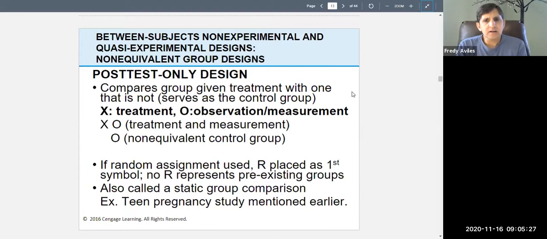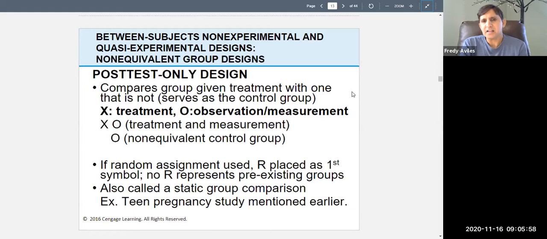Other examples here, there's also what's called a post-test only design. I told you guys, there's gonna be a lot of terminology. With a post-test only design, you're gonna compare a group that's given a treatment with one group that is not given a treatment, okay? The group that is not given a treatment serves as the control group. And there's some labeling here that you need to learn.